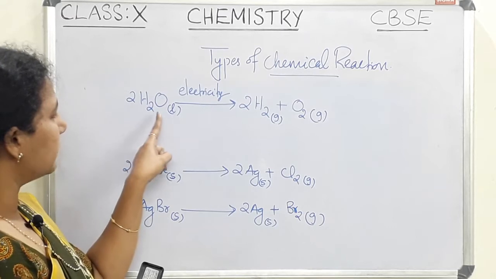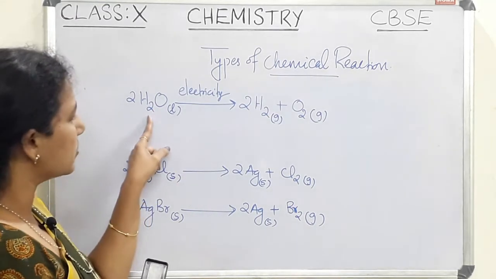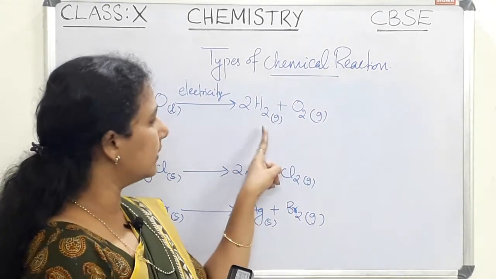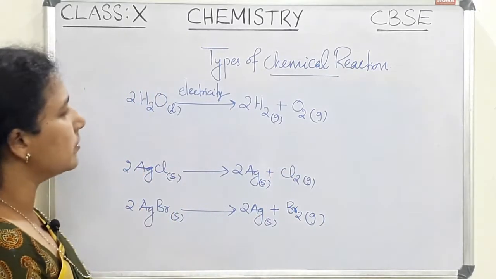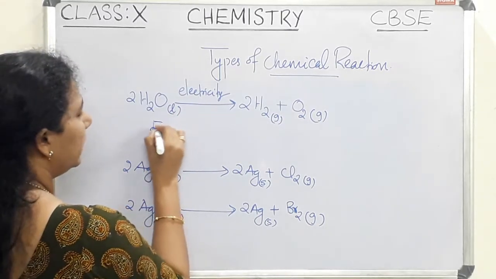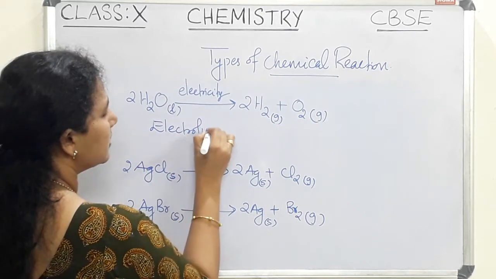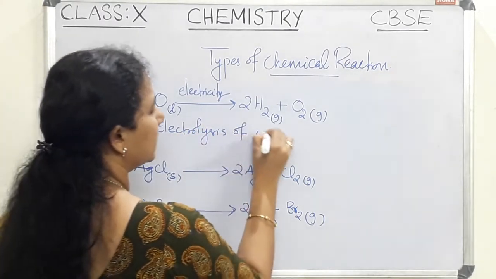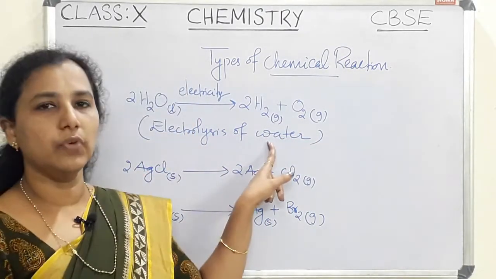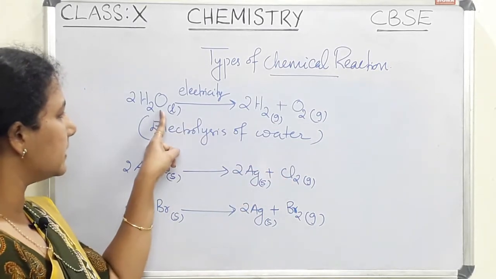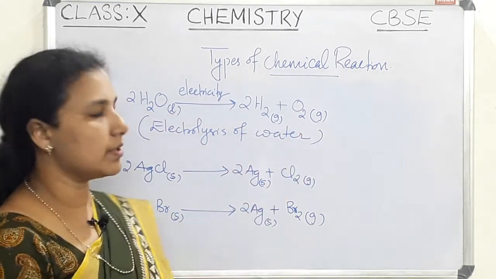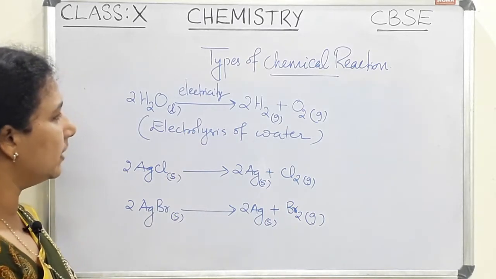When electric current is passed through water, water decomposes to form hydrogen and oxygen. So hydrogen and oxygen are two gases. This is another example of decomposition reaction, but electricity is used in this case. So it is known as electrolysis. This is electrolysis of water. Electrolysis of water means when electricity is passed through water, it decomposes to hydrogen and oxygen.